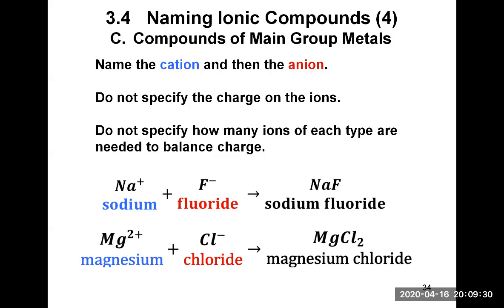You put them in the same order as they are in the formula. For example, Mg2+ is the magnesium ion. When it's combined with the chloride ion Cl-, the formula is MgCl2 and the compound is named magnesium chloride. You just take the names of the ions and put them together with the metal cation first and the anion second.